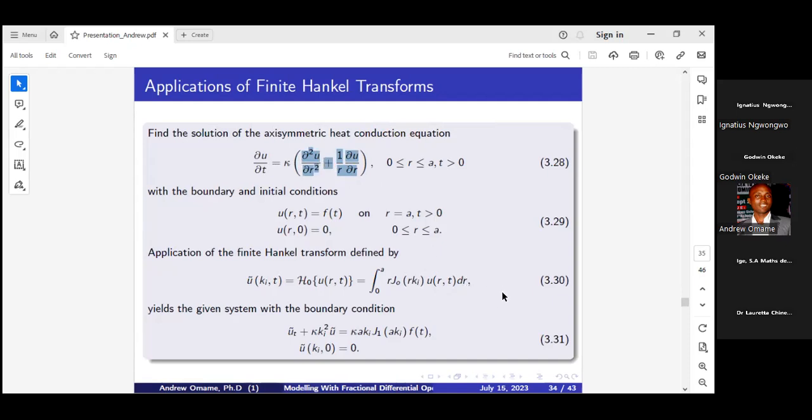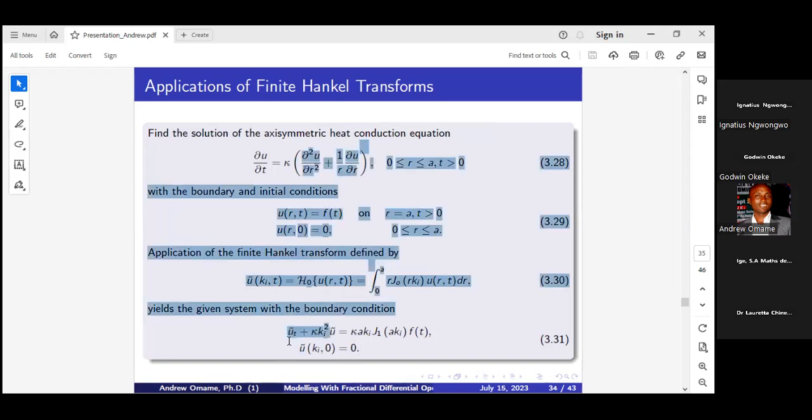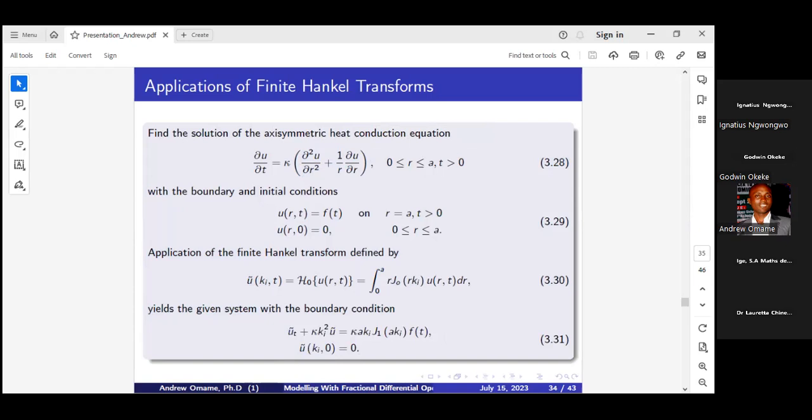If you take the finite Hankel transform, the definition of the finite Hankel transform, and apply it to this, then you just get the expression from here, 3.31. And the initial condition also, you apply the transform to it. You have the second expression given here. The definition of it, I've already given at the beginning. The zeroth order finite Hankel transform for this will give you this form, which you have in 3.31.